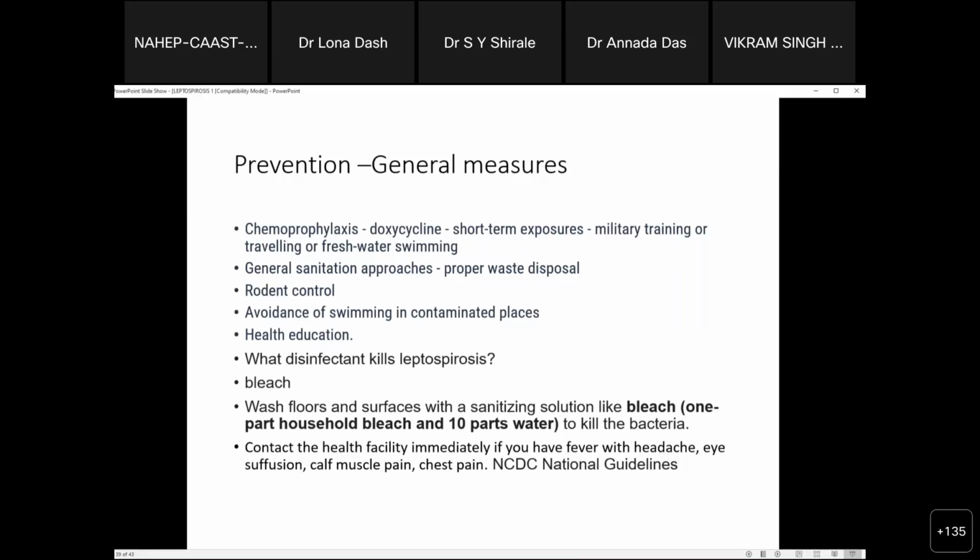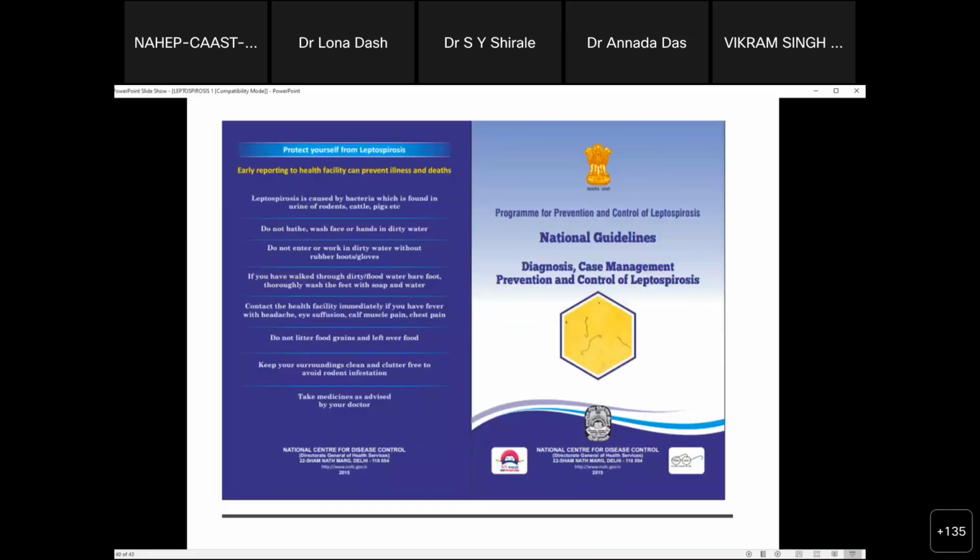And in case anybody has signs and symptoms which are suggestive of leptospirosis, they should immediately contact the health facility so that appropriate management can be started. The national guidelines for diagnosis, case management, prevention, and control of leptospirosis have been brought out by the National Center for Disease Control, Delhi, and it mentions all these important aspects.